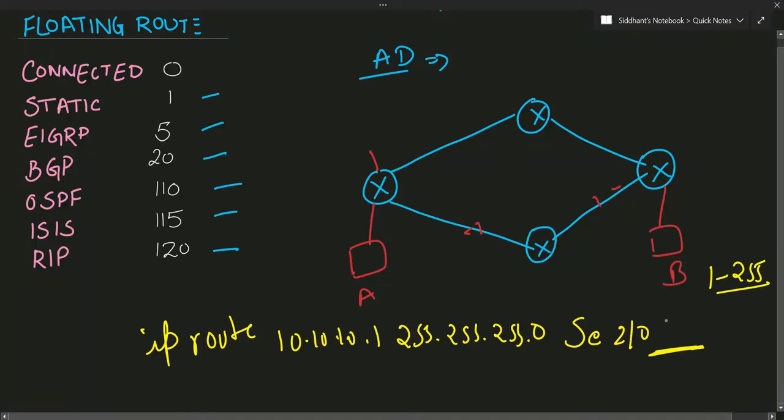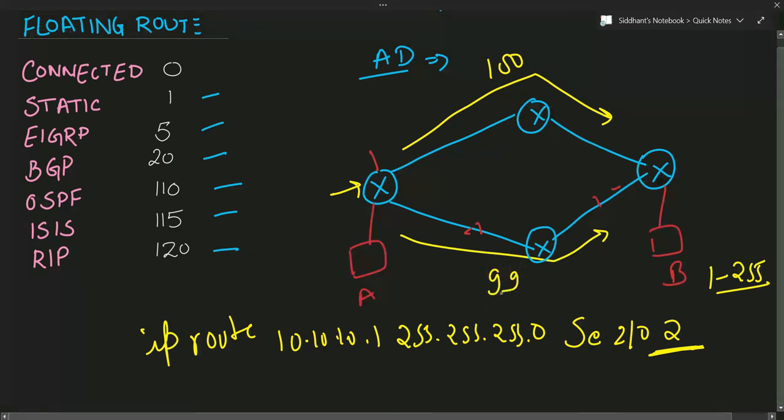So let us write 2 here. Whenever we configure routes on this particular router, we will configure this one as a floating route of 100 and this one as a floating route of 99. We will configure it accordingly. Now the router will always follow the 99 path, this one. Now what is the benefit of a floating route?